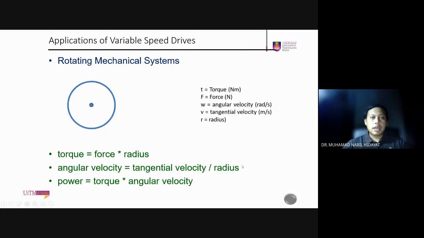Then we look into the application of variable speed drive, a rotating mechanical system. You have your force and torque. Torque is force times the radius. Then you have your angular velocity, which relates to tangential velocity, and power is torque times the angular velocity.